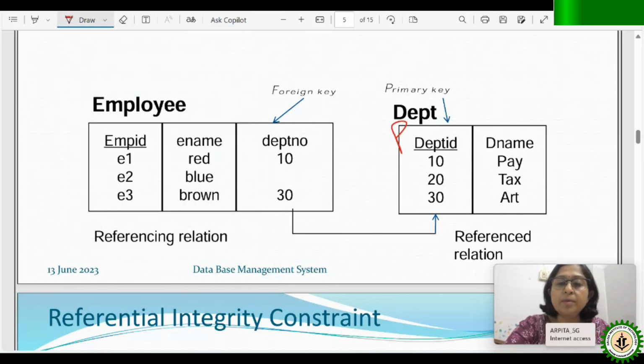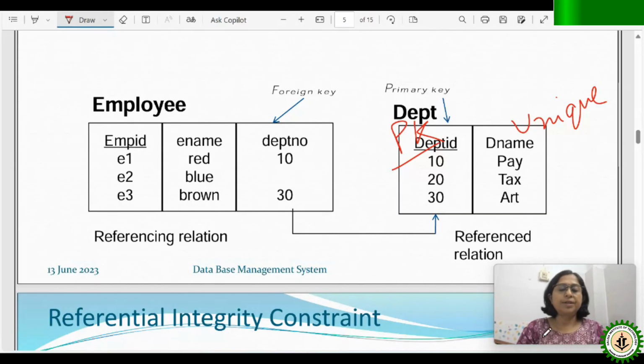This is primary key, right? And this, definitely, must be unique. And in primary key, it is unique as well as not null. So I think you got it.